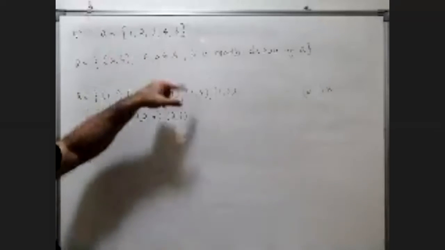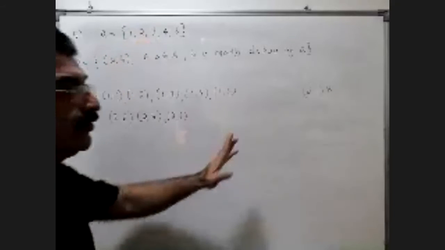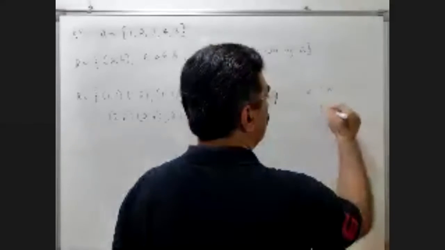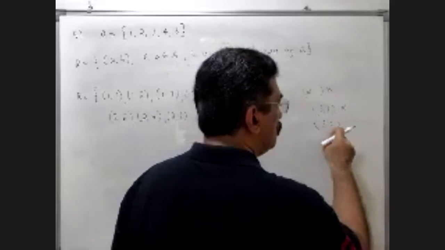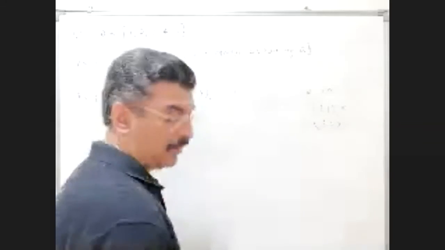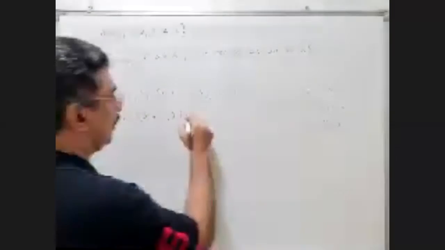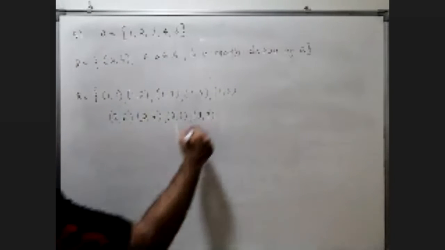Now starting with 3. Definitely we cannot go by 3, 1. 1 is not a multiple of 3, not possible. Even 3, 2. 2 is not a multiple of 3, not possible. It is 3, 3. 3, 3 can be, because 3 is a multiple of 3. Then 3, 4 cannot be taken, then it is 3, 6.